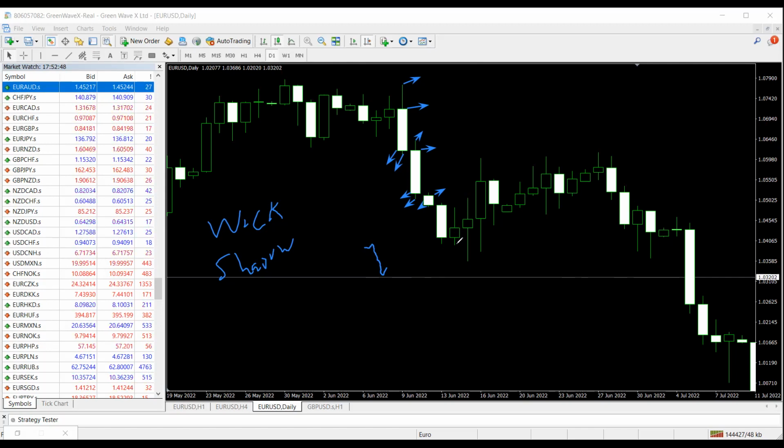But a candle like this, for example, is a bullish candle. This is the highest price, this is the lowest price, this is the closing price, while this is the opening price. In this case, the closing price is higher than the opening price, which makes it bullish. Although you can't say that the buyers were in control all through, overall they were still able to manage a win.